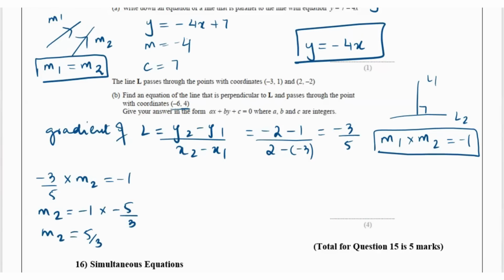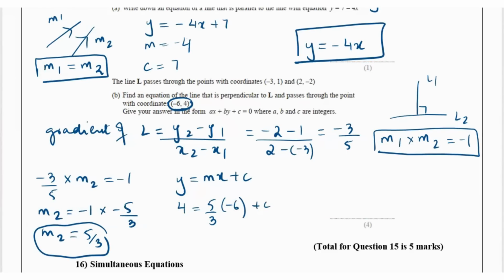I'm going to use the slope-intercept form. So y equals mx plus c. y is 4, m is 5 over 3 and x is negative 6. So 3 ones are 3, this is going to be negative 10. So 4 equals negative 10 plus c. 4 plus 10 equals c, which is 14. So y equals 5 over 3 x plus 14.